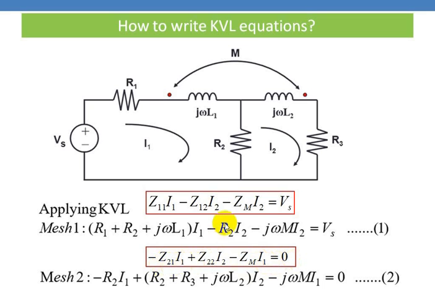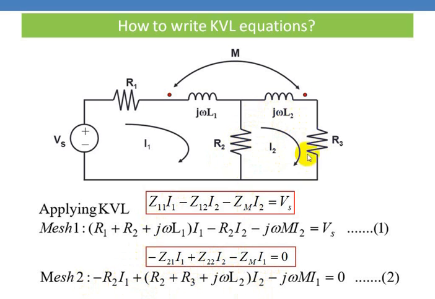Z21 is nothing but the impedance that is common between the second mesh and the first mesh. Again, this is R2. So R2 into I1, that's right. And the sign depends on the current direction. We have already seen that I1 and I2 are flowing in opposite directions in this resistance. Therefore, you have to write minus. Then plus Z22, you have to write plus the sum of all the resistances and reactances in this mesh, that's R2 plus R3 plus j omega L2, into I2.